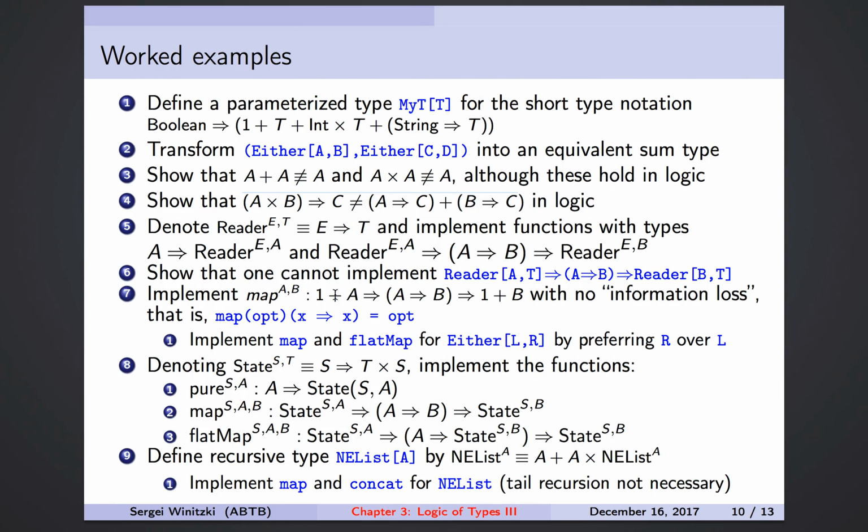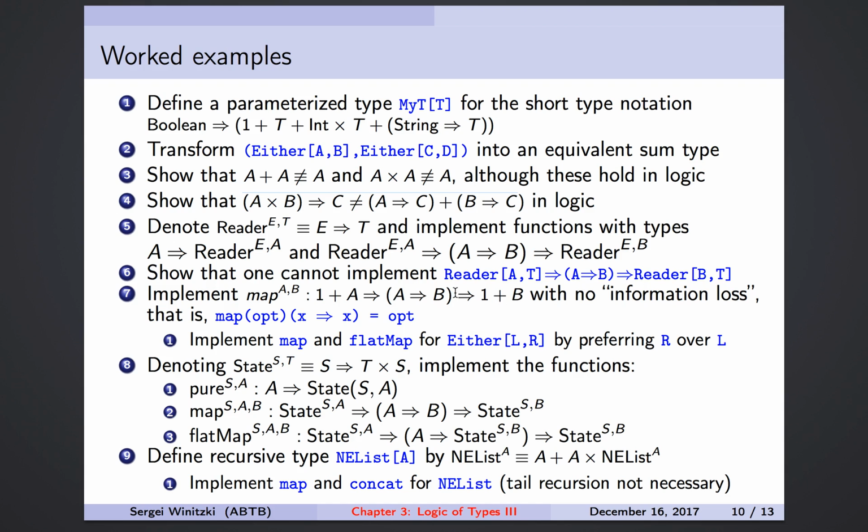Next example is to implement this function. It's a map on the type 1 plus A, where 1 plus A is option of A. We know that option has a map, but that's in a standard library. Let's try to implement it ourselves. And our idea is that we should avoid information loss.